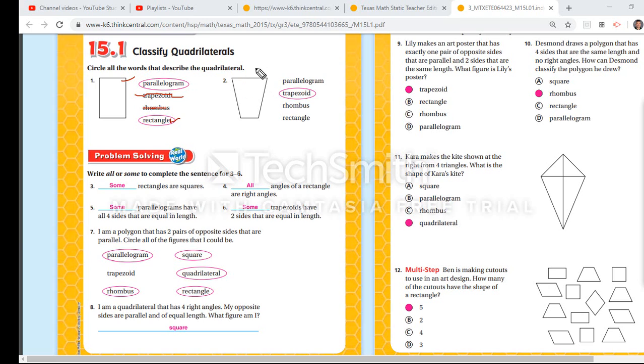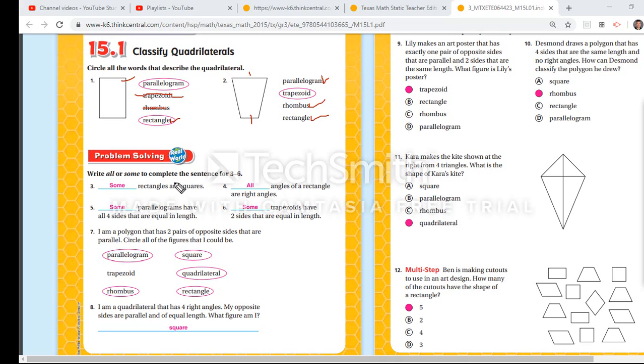The next one, we should already be able to see this one right now. You only have one pair of sides that are parallel. You have no right angles. Each one of these has right angles in them. So it's a trapezoid. Notice what I'm doing here. I'm just walking through the logic of what I know about these. Now you're going to write all or some to complete the sentence for 3 through 6.